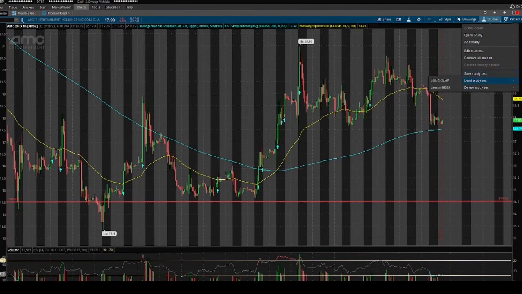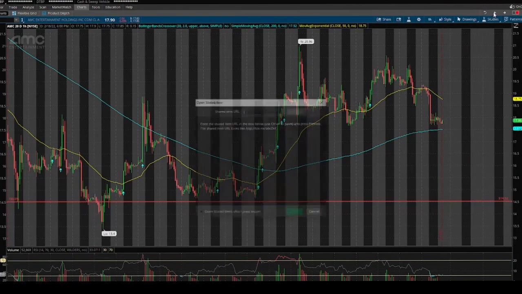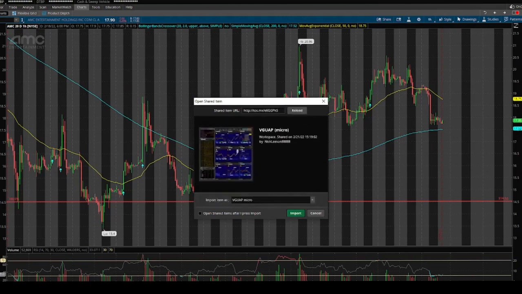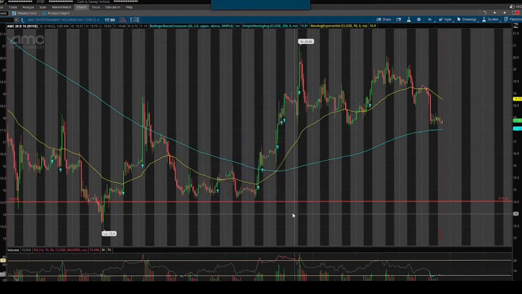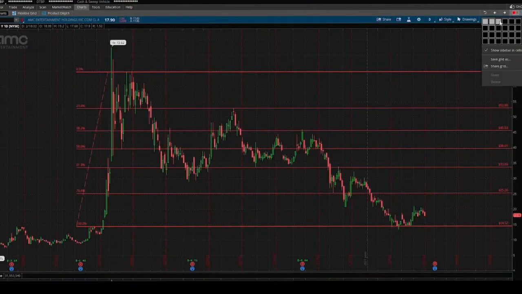Did I just delete that? Hold up, guys. This will be a good example to show you how to upload them. I just copied the URL from over there, opened a shared item, and pasted. And it should allow me. Yeah, VWAP micro. That's exactly what I put in the group chat. Successfully added. One sec. Okay, what the?